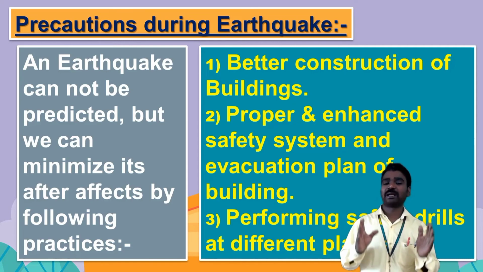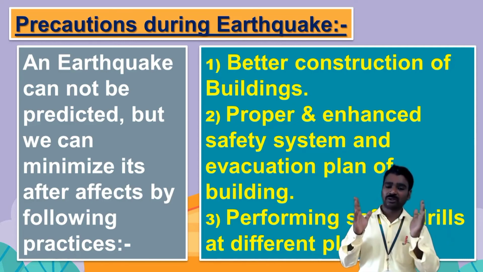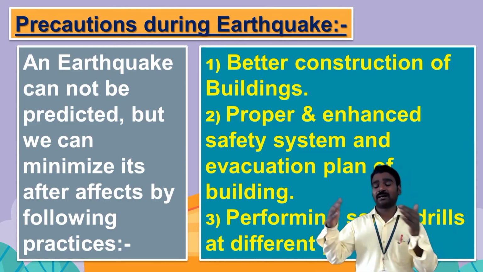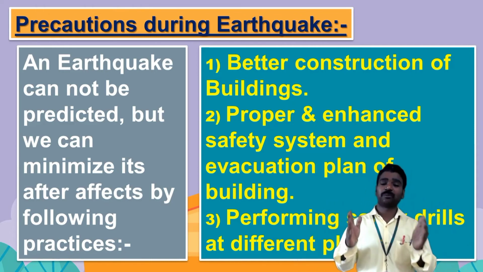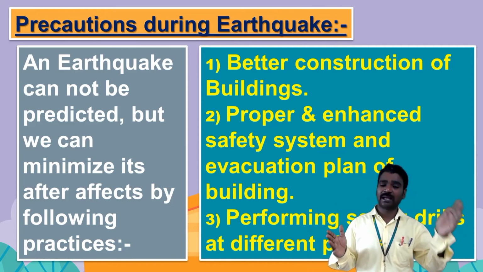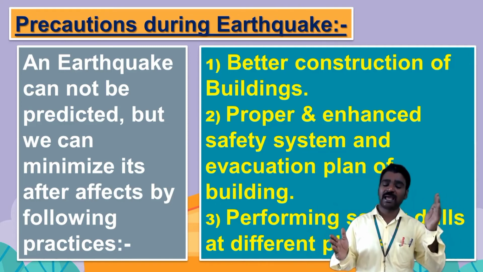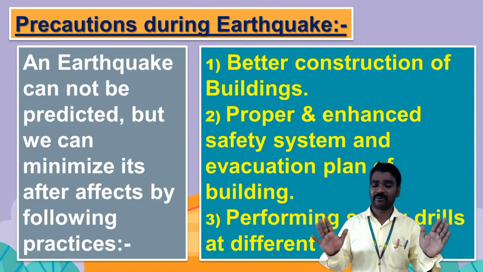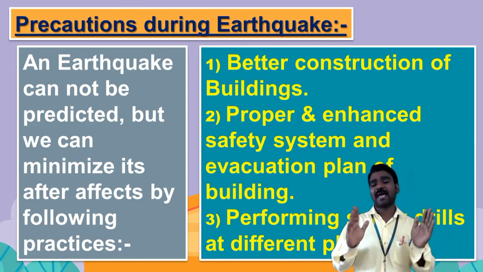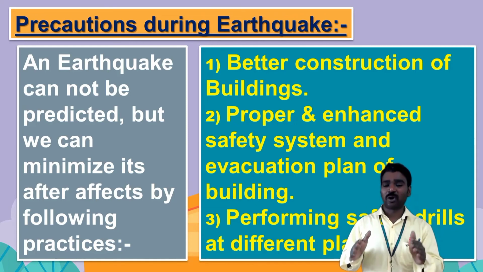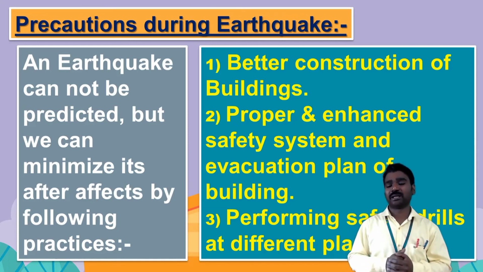Second thing, a proper and enhanced safety system and evacuation plan of the building. We cannot predict it, so if suddenly an earthquake happens, there should be a proper evacuation plan so people can vacate the building as early as possible and go to the ground where they can stay safe. So a proper evacuation plan and safety norms should be followed or enhanced during the planning of the building.